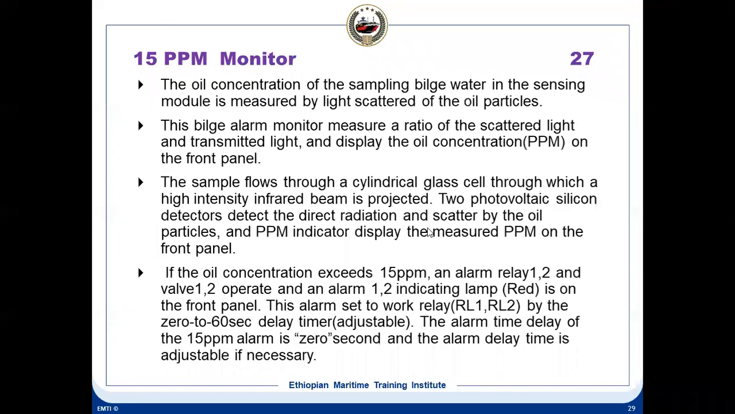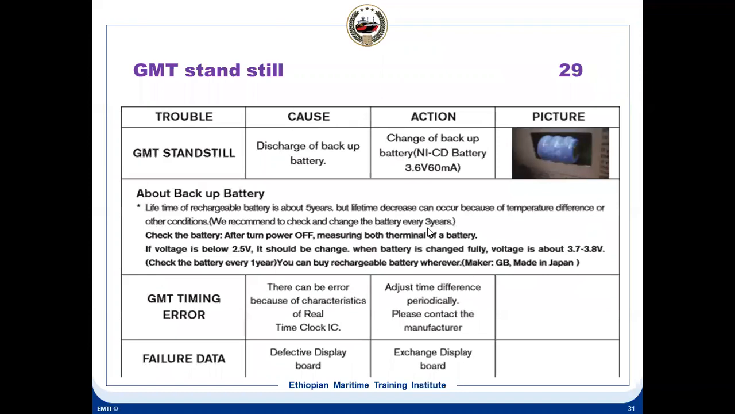So mainly on the 15 ppm monitor, the main problem is only the time adjustment. The GMT time adjustment has to be done whenever the ship time changes. This can be done very easily by changing the timing. With the bridge, you can check what the GMT time is. And hope it's clear to you what the basic working principle is, the general things, and what is to be checked.